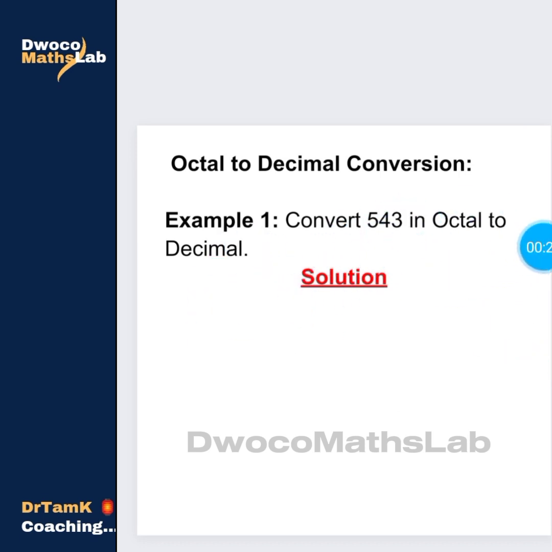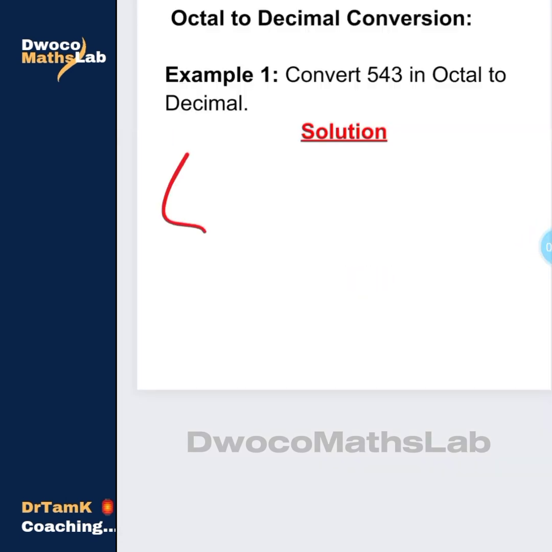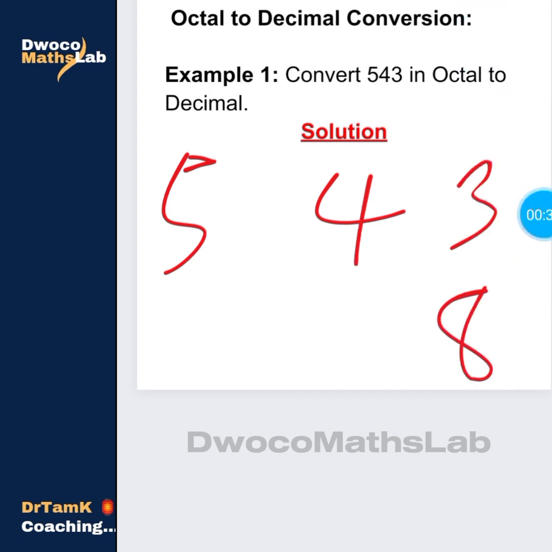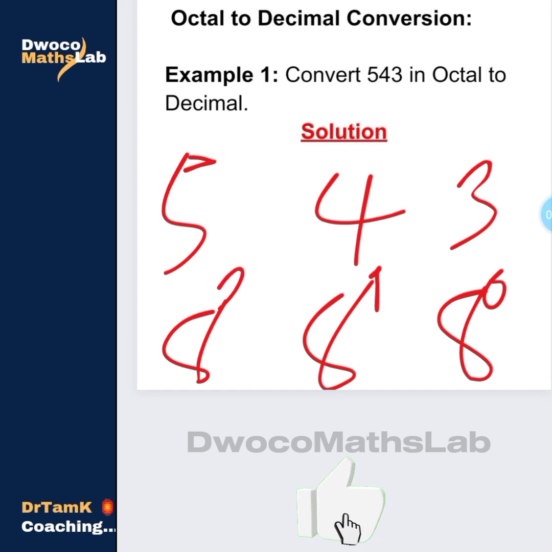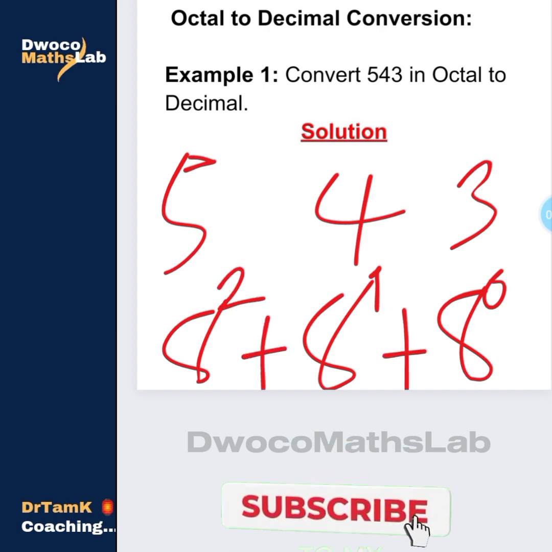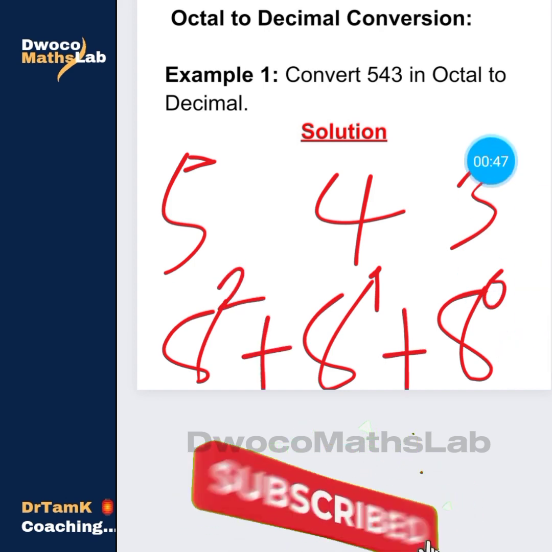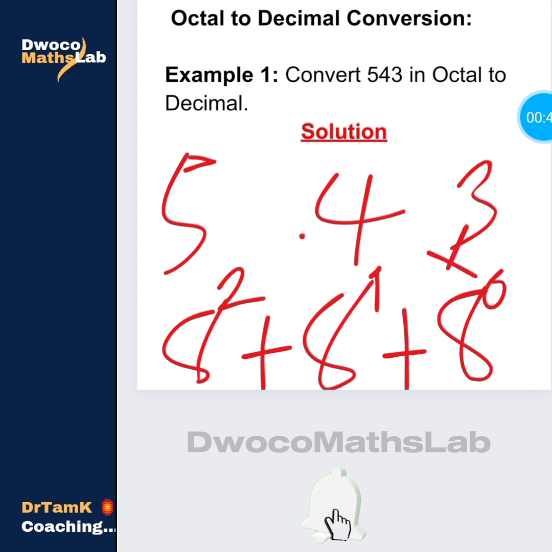Since the base is 8, write down your values like this. I've got 5, 4 and 3, right? So what we're going to do, since we are taking it to base 8, write 8 here, 8 here and 8 here, and start from power of 0, power of 1 and power of 2, then add up your values. Is that clear? And then between this and this, multiply. Between this and this also multiply, between this and this also multiply. It's as simple as that.